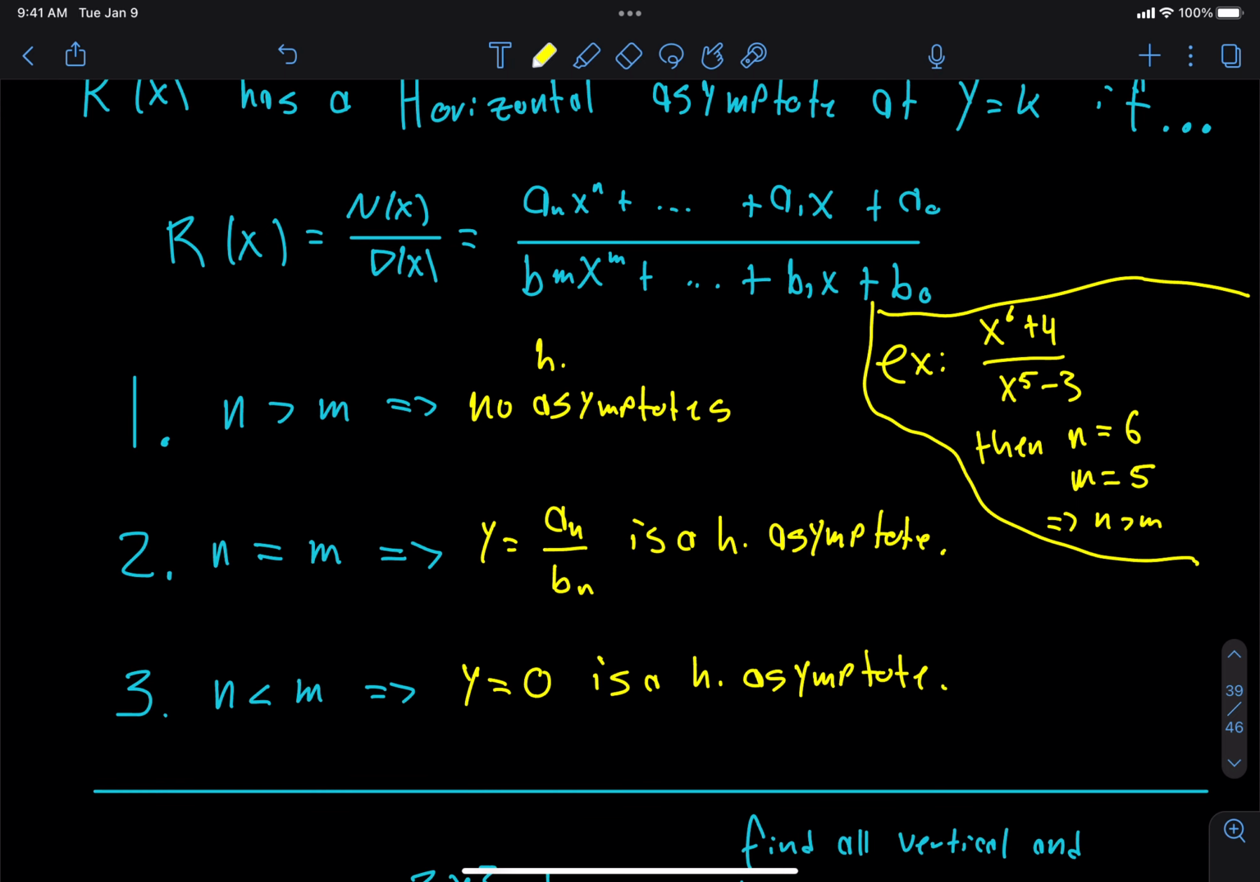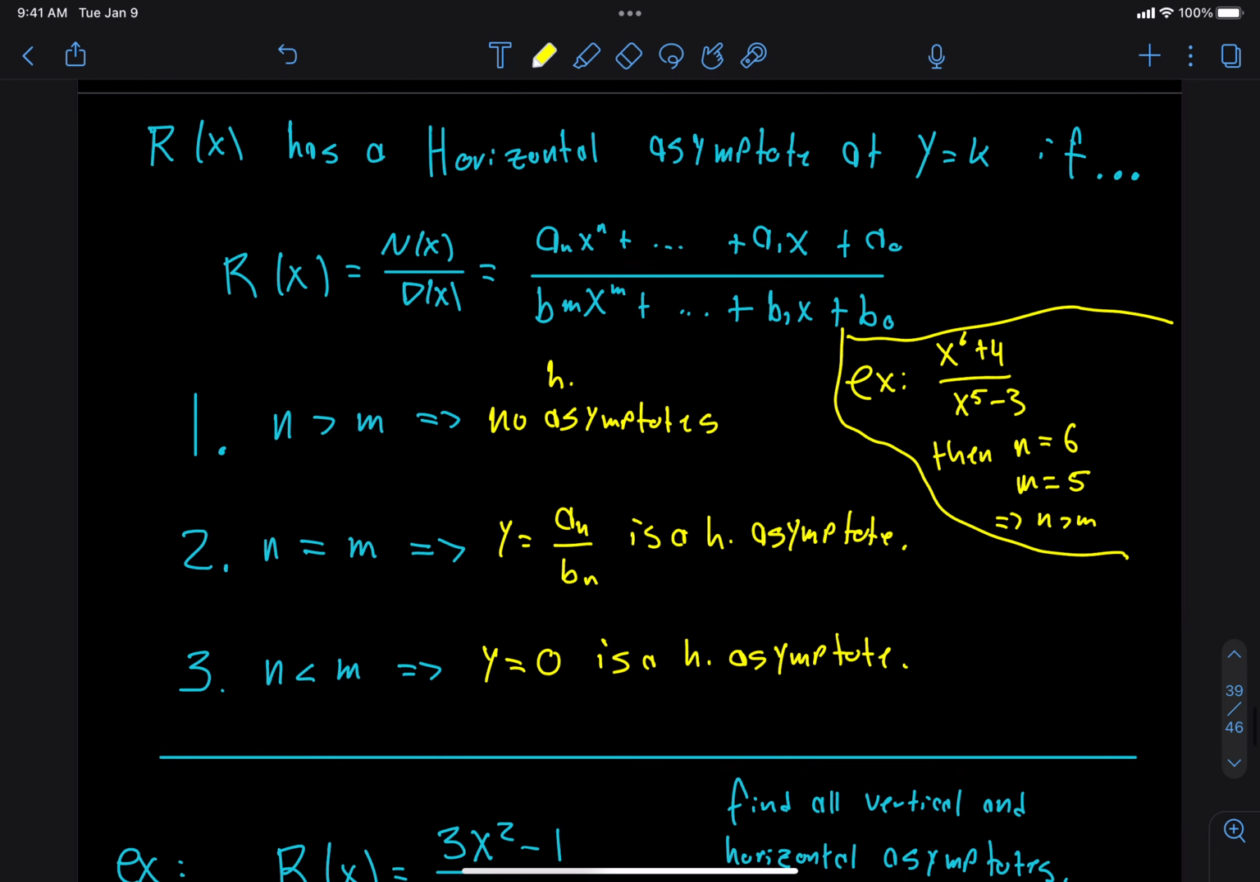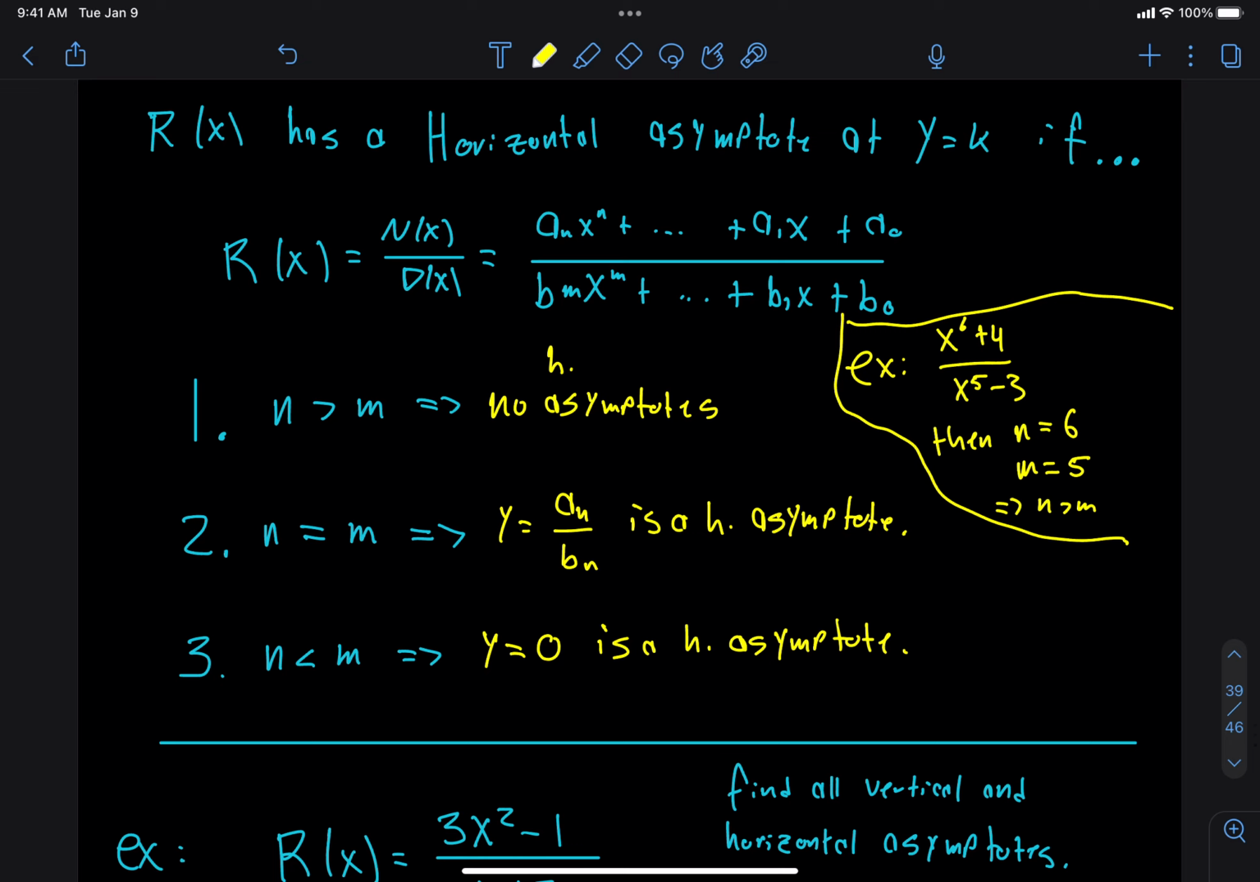Okay? All right, so these are the three options for horizontal asymptotes. One of these three things is going to be true. Any questions on that?